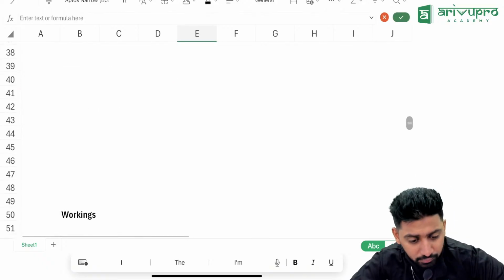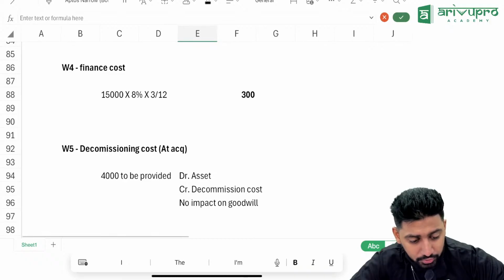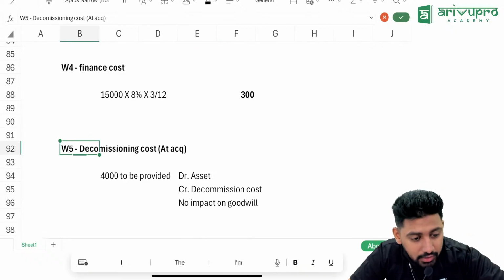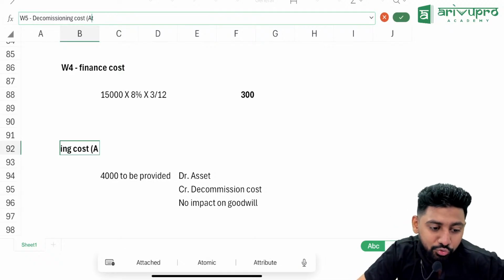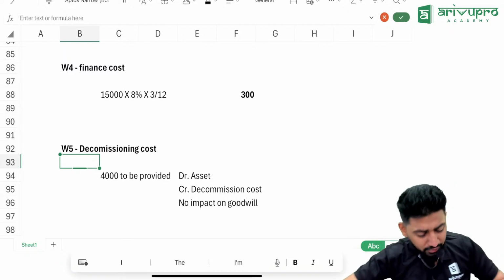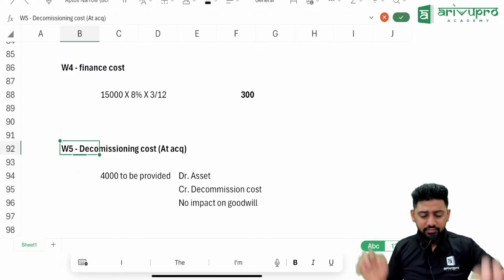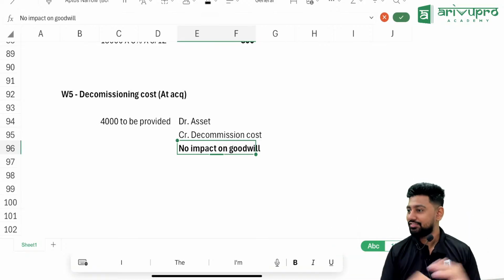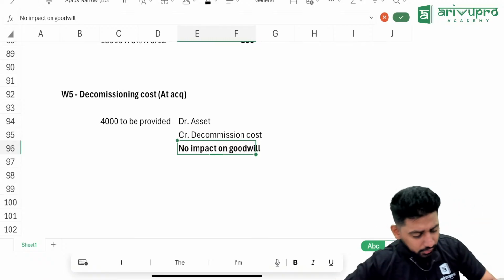That's it. But now that there is no impact to the goodwill, I don't want to get confused when I go to goodwill. So I can remove my at acquisition if you want to. You can remove if you want to. But if you don't want someone like me, I will just leave it because I know no impact on goodwill. I'm establishing it first itself. Okay? Super. Now what is happening?